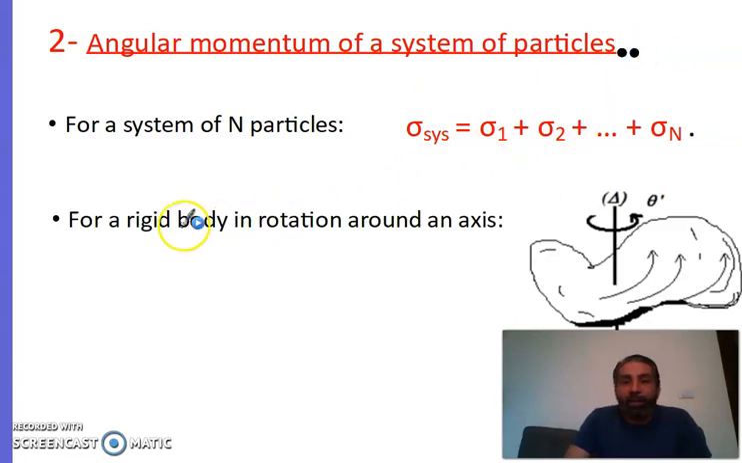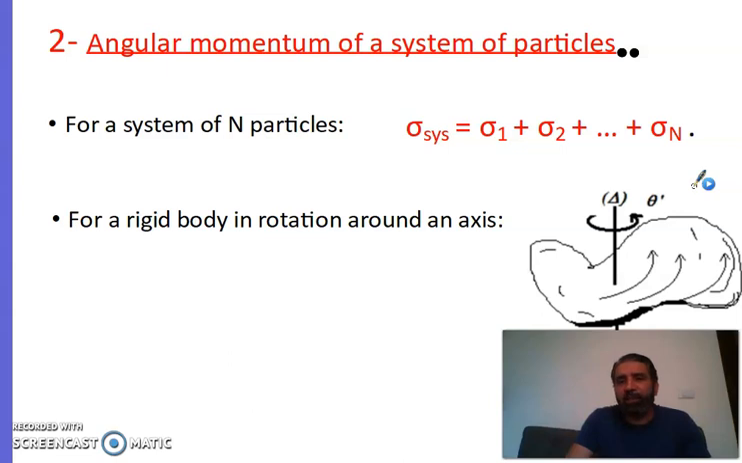Now in the case of a rigid body turning around an axis, this rigid body moves around the axis delta, okay? Like for example a disk moving around its axis, like the fan moving around its axis, like a sphere for example, or a rod. So this is a rigid body. You know the meaning of rigid body, meaning a solid body. The distance between any two particles remains the same.